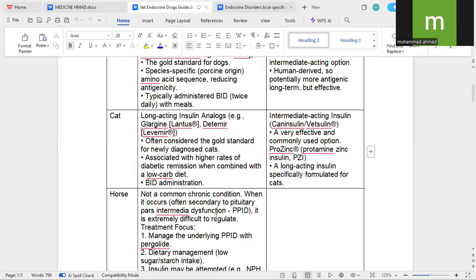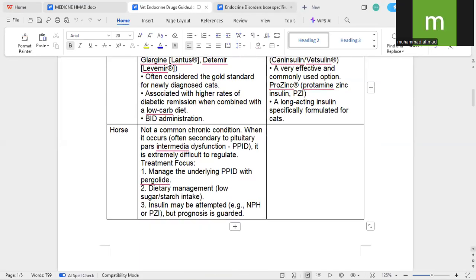With dietary changes. In horses it is uncommon, and it is mostly due to the secondary effect of pituitary pars intermedia dysfunction, and it is extremely rare in horses. So when we have a horse with diabetes mellitus, we should go for pergolide, the treatment of choice for Cushing disease, because here in horses it is rare. Dietary management, low sugar and starch intake, and insulin may be attempted. So most important is it in the cat and dog. Okay.